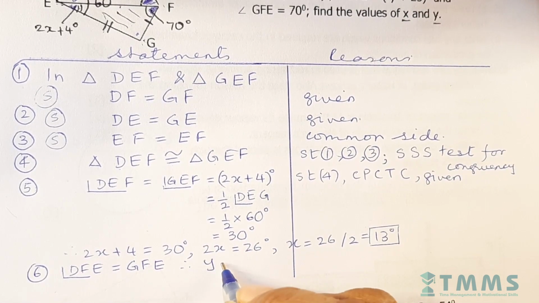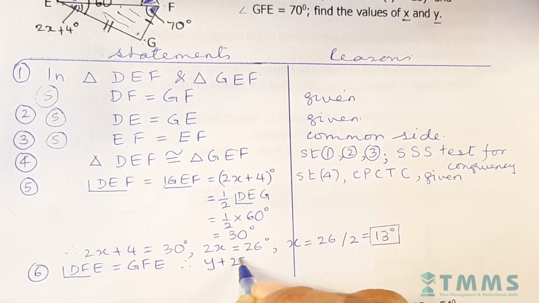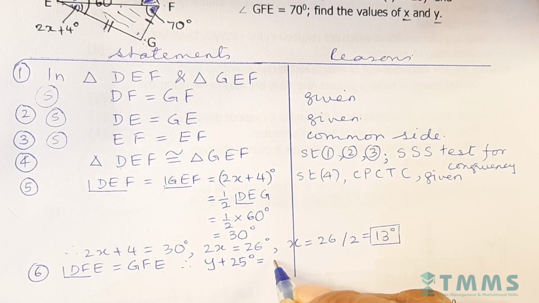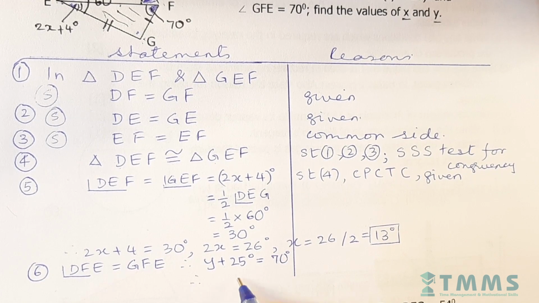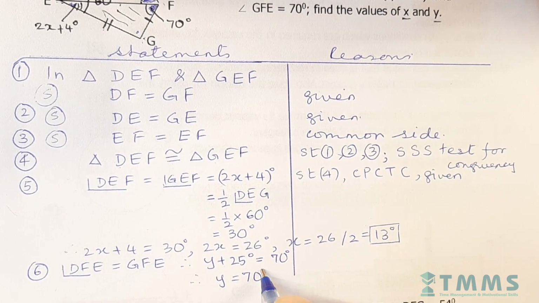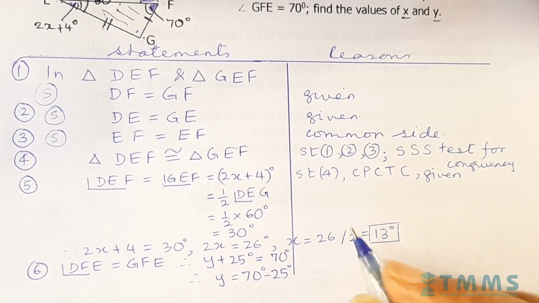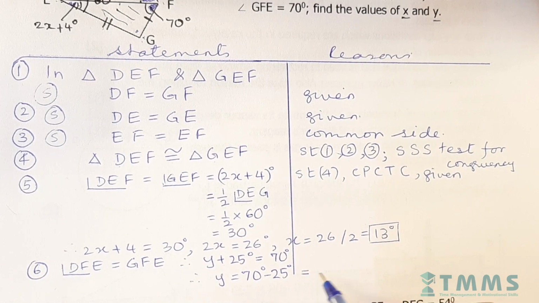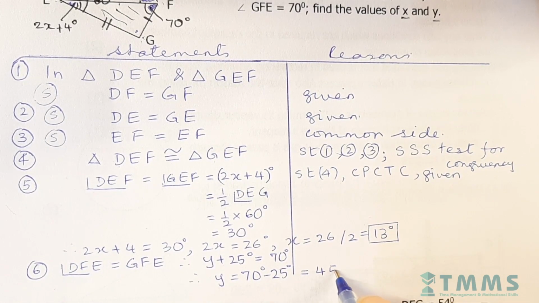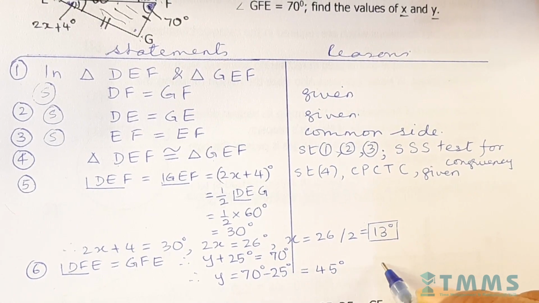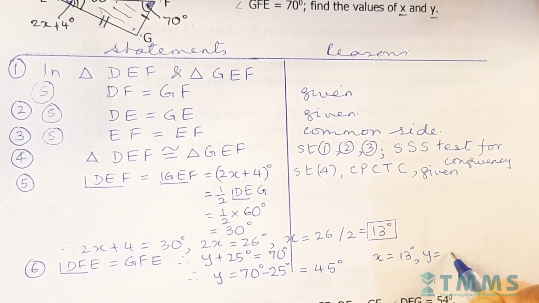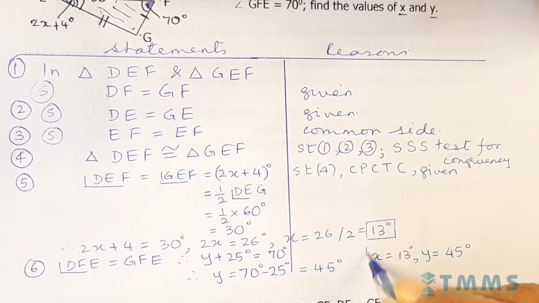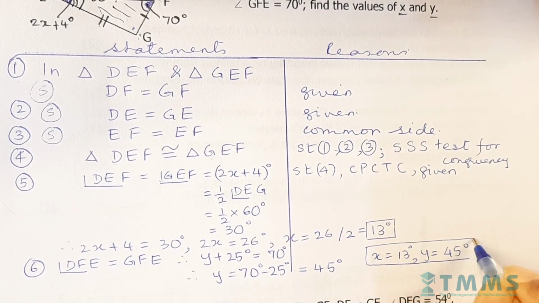Therefore, y plus 25 degrees is equal to 70 degrees. And therefore, we will have y equal to 70 degrees minus 25 degrees, and that will be equal to 45 degrees. And so we have x equal to 13 degrees, y equal to 45 degrees. And that is how we get our answer.